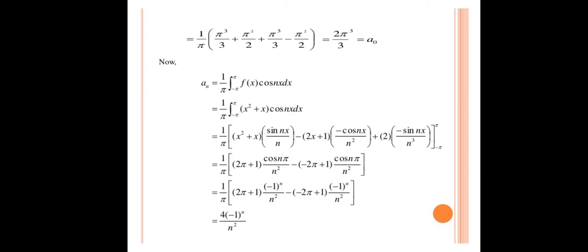Then find an. an goes with the even functions, that is cos nx. Then an is 1 upon pi integration from minus pi to pi of f of x cos nx dx. Putting in the value of f of x as x square plus x, this is 1 upon pi integration from minus pi to pi of x square plus x into cos nx dx. We use the multiplication rule for the product of x square plus x and cos nx.